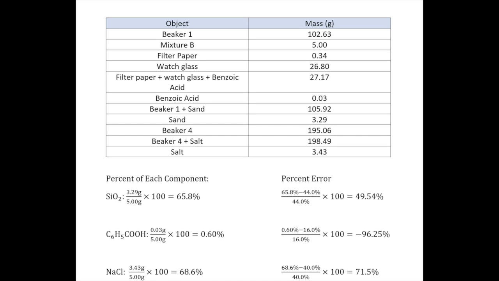Here are the results from our filtration. It is clear that there are discrepancies between our collected data and the accepted percent of each component. These discrepancies are most likely attributable to a faulty decantation and not allowing the benzoic acid to fully crystallize before filtering it out. This is a graph showing the solubility of benzoic acid in water as it relates to temperature.